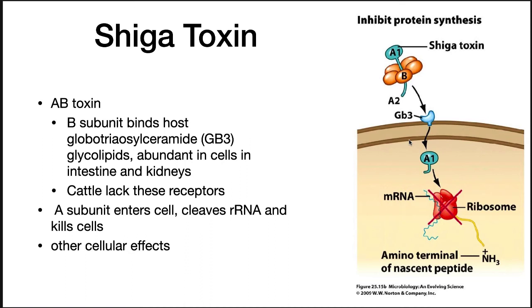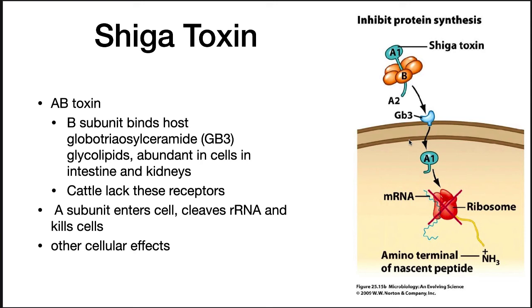Shiga toxin is a classic AB toxin. The B subunit binds host globotriaosylceramide glycolipids, or Gb3. These are abundant in the intestines and kidneys of humans. Interestingly, cattle lack these receptors, so they can have this organism in their intestines and it causes no disease. The A subunit is an enzyme that targets the ribosome and catalyzes the cleavage of ribosomal RNA. The toxin rapidly inactivates the ribosomes of the cells, thus killing the cell.